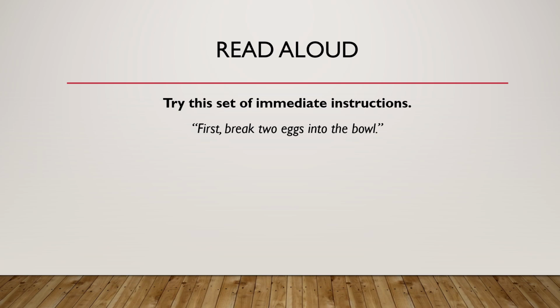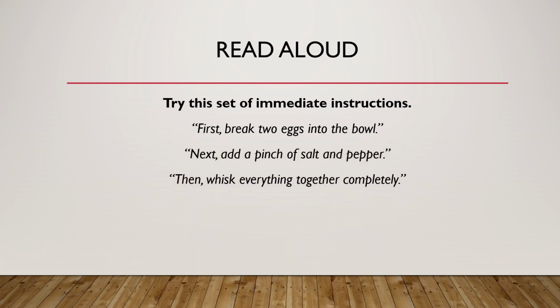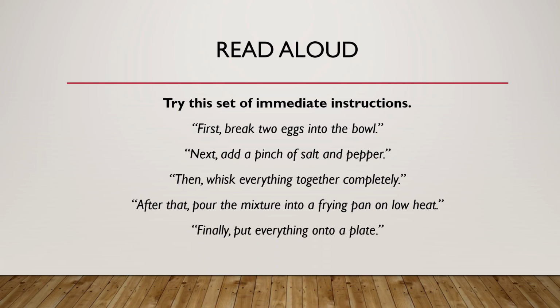Read aloud. Try this set of immediate instructions. I'll read it first, and then you can pause the video and read it yourself after if you like. First, break 2 eggs into the bowl. Next, add a pinch of salt and pepper. Then, whisk everything together completely. After that, pour the mixture into a frying pan on low heat. Finally, put everything onto a plate.